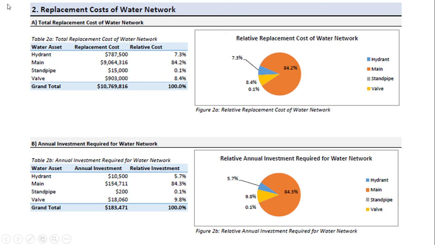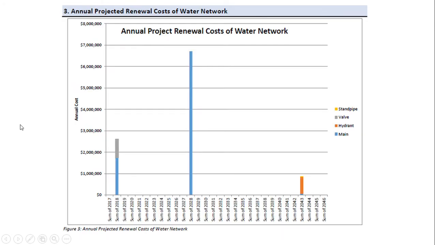Something else that's able to be produced from the preliminary state of infrastructure report is the total estimated replacement cost of the water network and the annual required reserve. This is based on design life and replacement cost. Also, a projected expenditure graph is produced, also based on design life and replacement cost and preliminary condition of your infrastructure. It spans for 30 years.